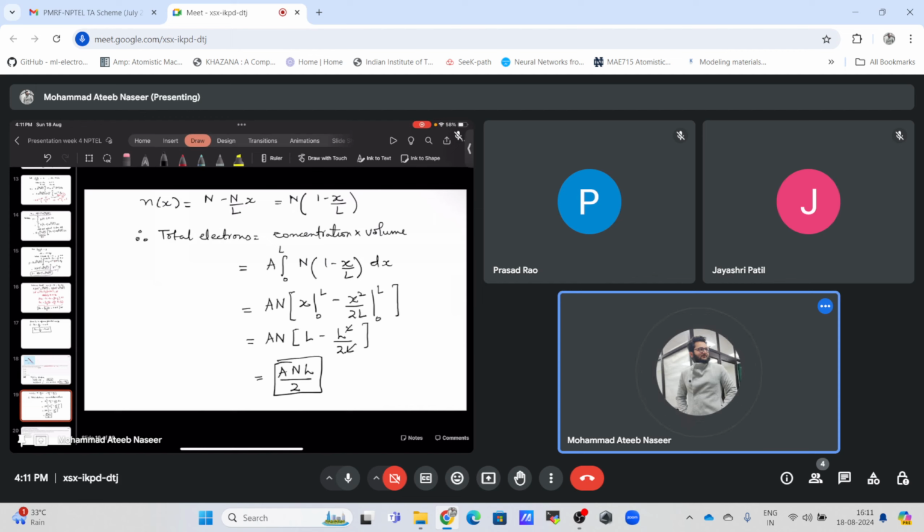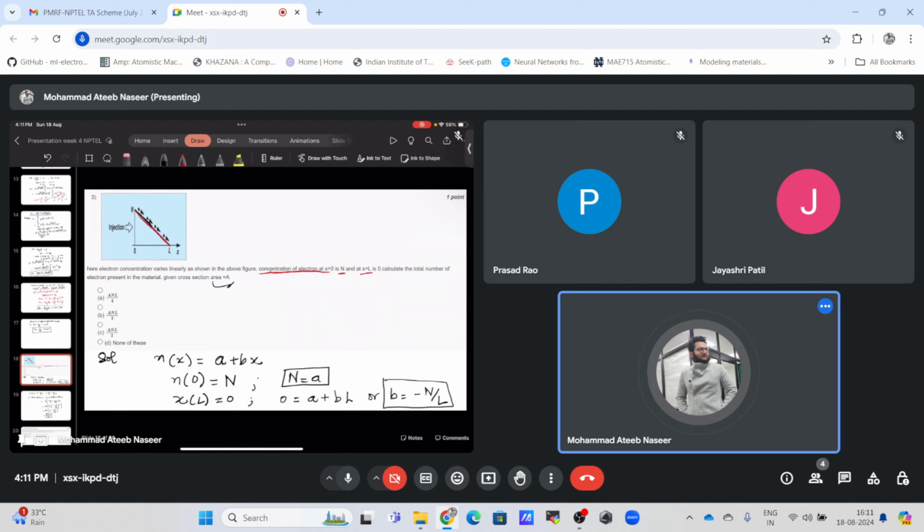So this is the total number of electrons present in the profile we have been shown. So it is option C, which is matching with our results.